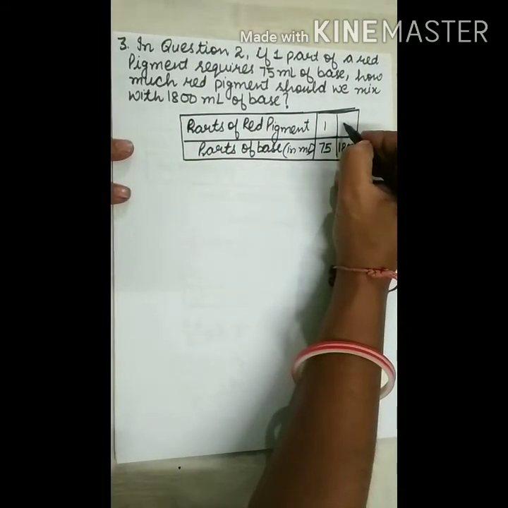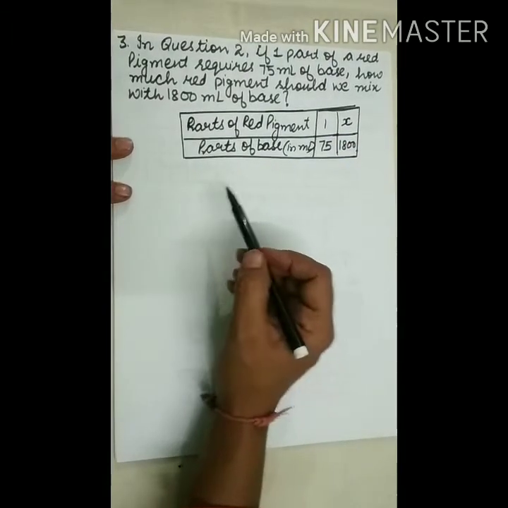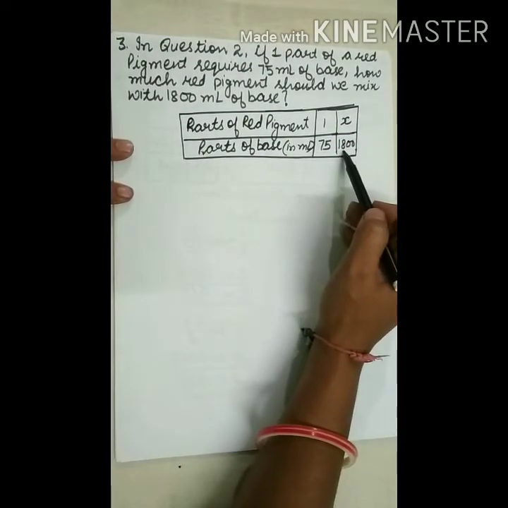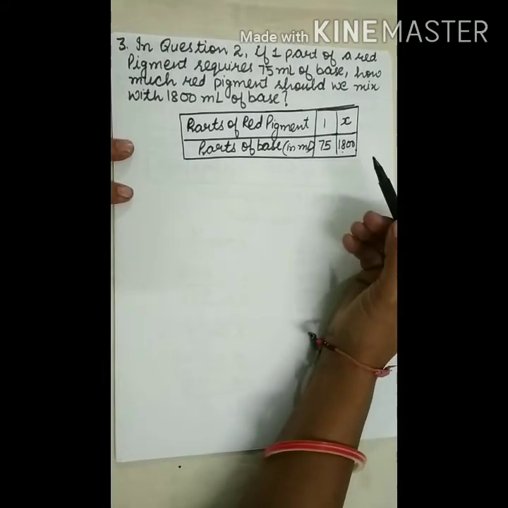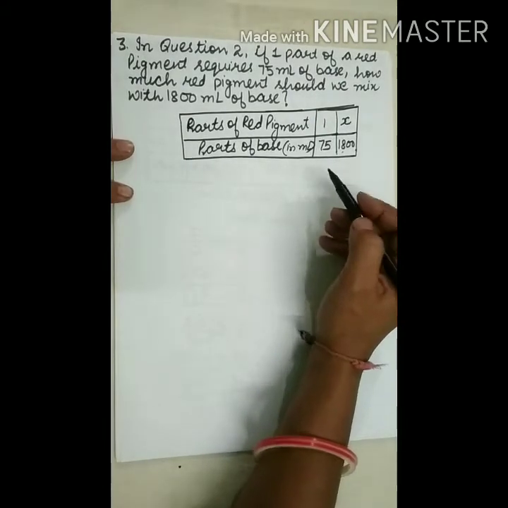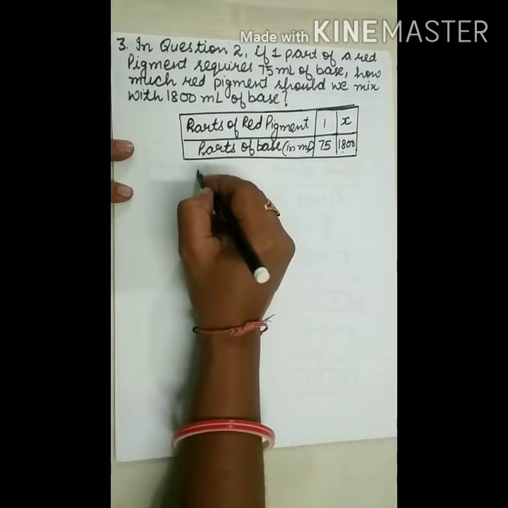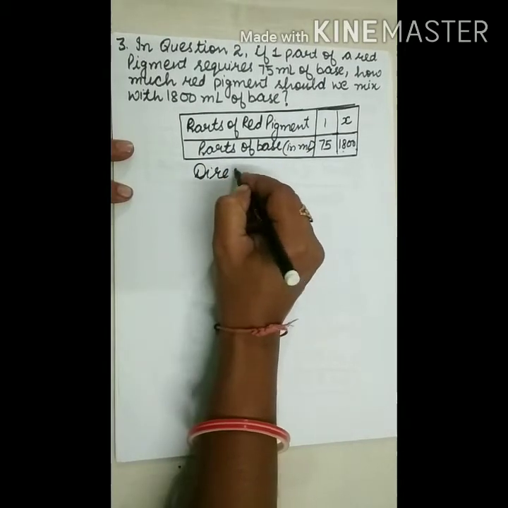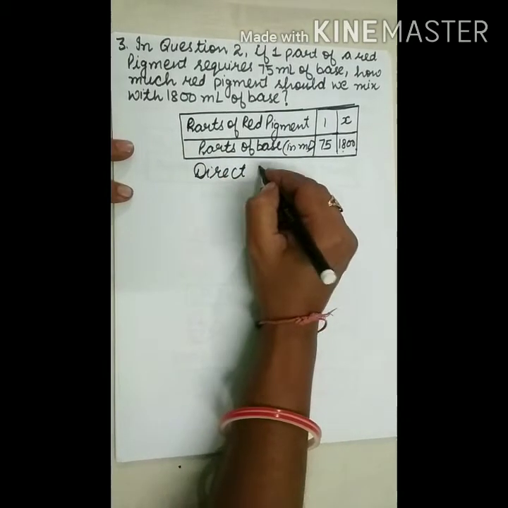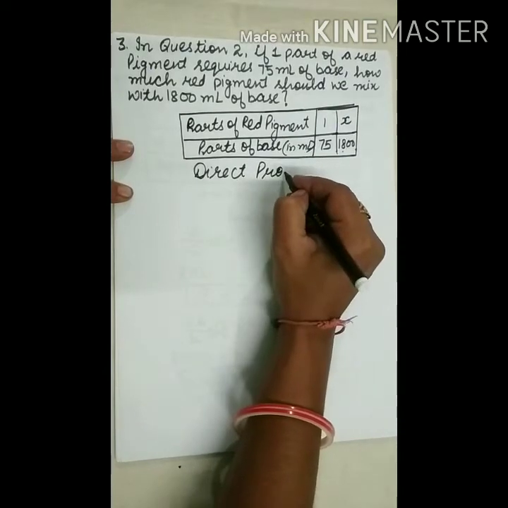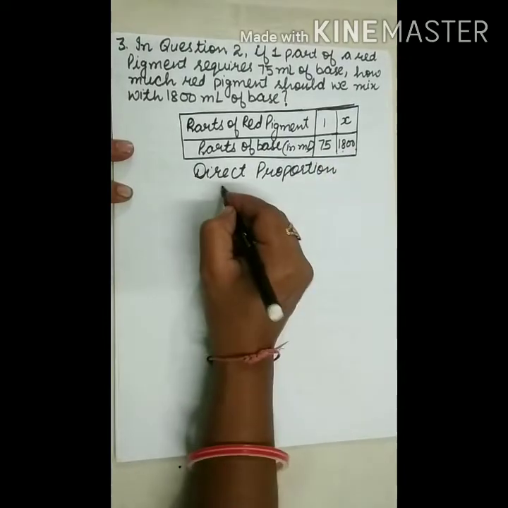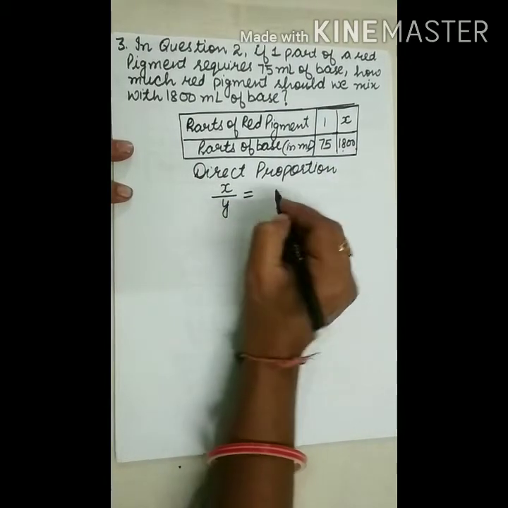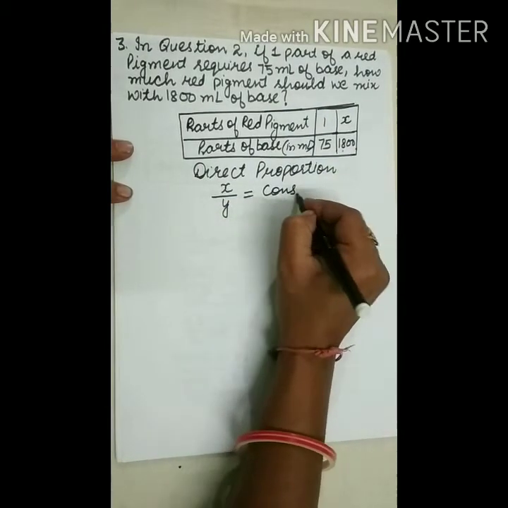So here I will take it as x. Now, as the parts of base will increase, ultimately the parts of red pigment will also increase. So this question is again in direct proportion. So firstly, always we will write down whether the question is in direct proportion or in inverse proportion. Now here it is in direct proportion.